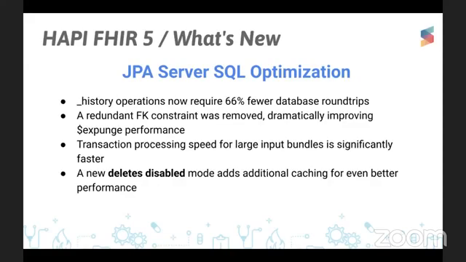A foreign key constraint in the database was removed that we realized was redundant and was really slowing down expunge performance, sometimes causing it to stall entirely. That's all been cleaned up, so the expunge operation works a whole lot faster now than it used to.